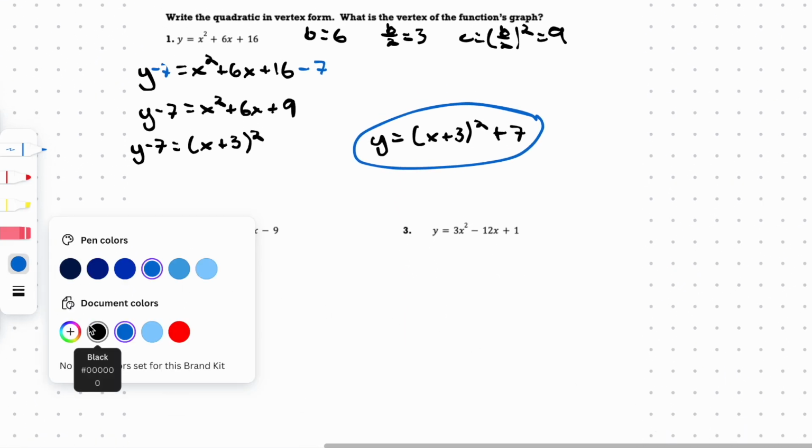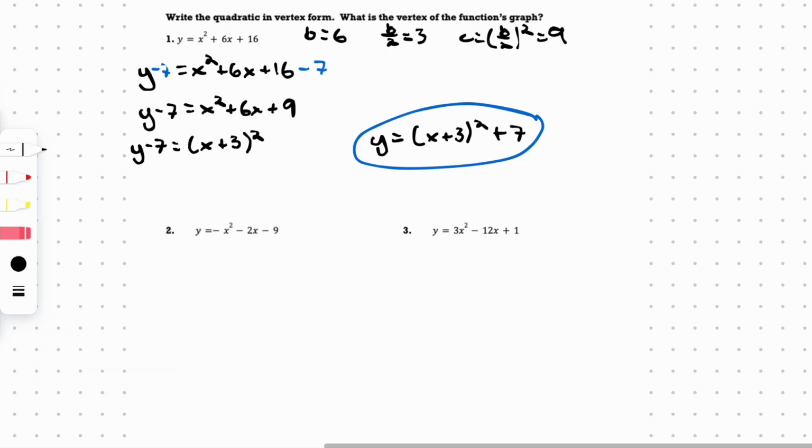Okay, because in number 3, we have an a value that is not 1. So we first need to factor a 3 out. So that's going to give us x squared, negative 12 divided by 3 is going to be negative 4x. Then we have plus 1. When we factor out a 3, that's just going to be 1/3.